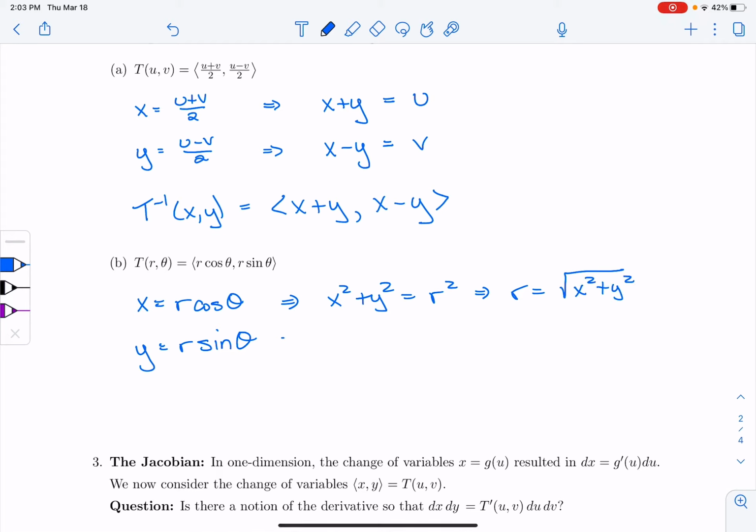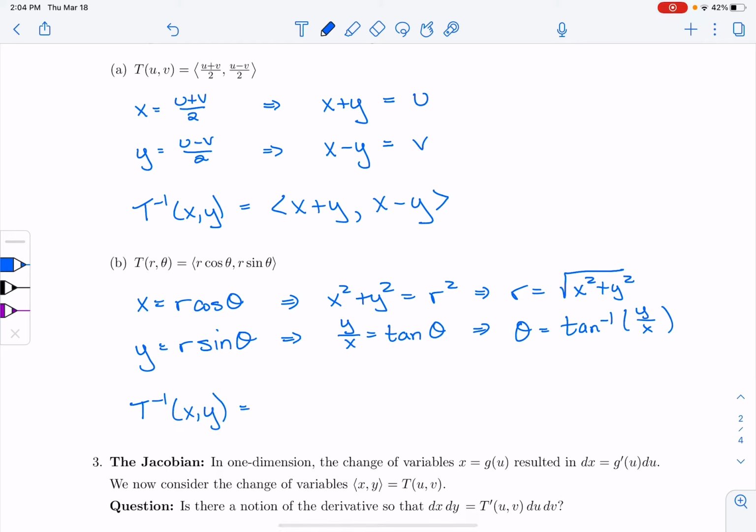We also know that y over x, as we've seen with polar coordinates before, is equal to the tangent of theta. And so we can rewrite theta as the arctangent of y over x. And in this way, we can define T inverse of (x, y) to be the square root of x squared plus y squared, representing r, and then theta is the arctangent of y over x.